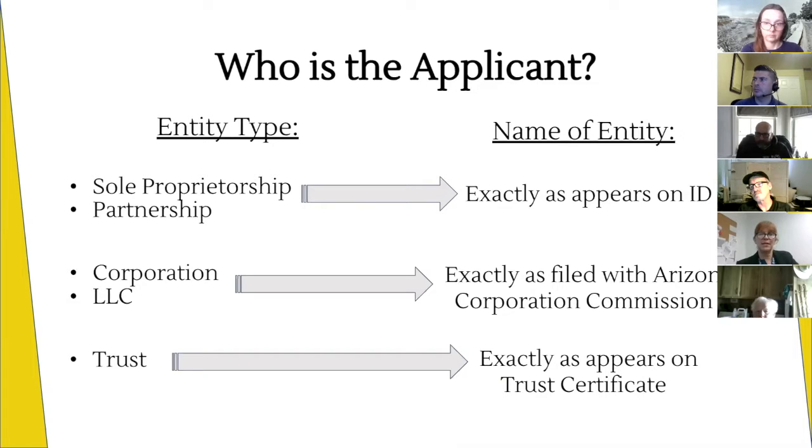So if the name is HD Services LLC with the Corporation Commission, it can't be Howard DuPont Services LLC on your application. It has to be exactly as it appears at Corp Commission. So you can go to the Corporation Commission, just if you need a reminder, look up the name of your LLC or Corp, and that's how we need it on your application. Copy and paste it. Copy and paste, yes. With a trust, same thing, exactly as the name appears on your trust certificate.